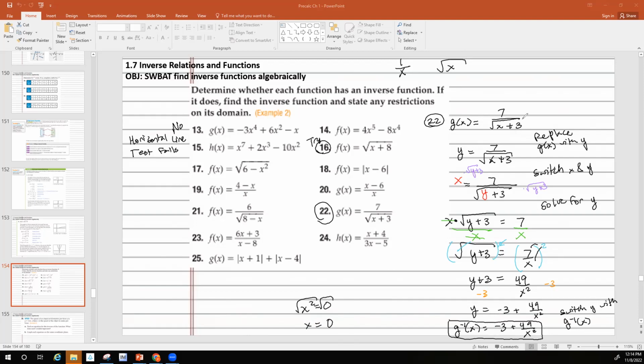However, we want to look at that original function, which is the square root. Because of that square root, we know that x is greater than 0. That's it. All right, so try 16 and see how it goes.